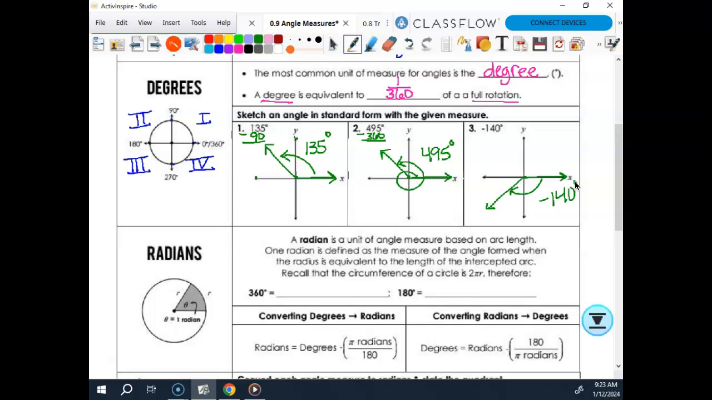Anything? Okay, good deal. All right, so now let's talk about radians, because radians is another unit of measure that you were introduced to in geometry. Now, it is very likely that you were introduced and didn't do a whole lot with it, because there's not a whole lot that's expected except an introduction and tying it to arc length.